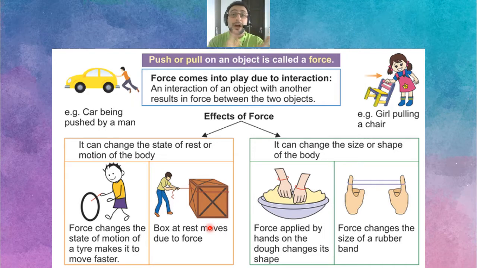I applied force. Next, force applied by hands on the dough changes its shape. You can change the shape of something using force. Okay, look at the shape of this, right? Now I do this. See, the shape changed. Another thing is that force changes the size of a rubber band. You can change the size of something as well. So these are the effects of force. We will talk about this more later.